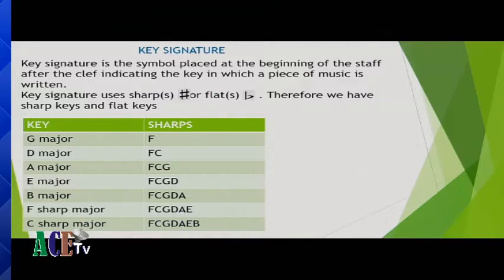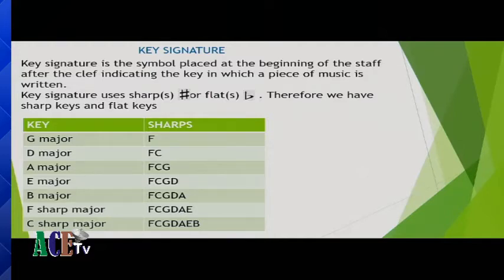The third one, A major. Now I will start all over again to remind you of the sharp keys. When I talk about your key signature, I told you that is the key in which your piece of music is written. Then you have two symbols you use for indicating your key signature. The first one is a sharp symbol, and the second one is a flat. When a sharp is used, you refer to such a key as a sharp key. When a flat is used, you refer to that key as a flat key.